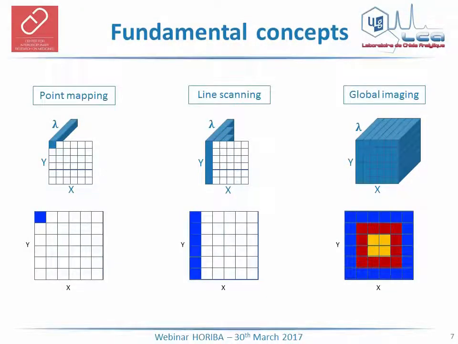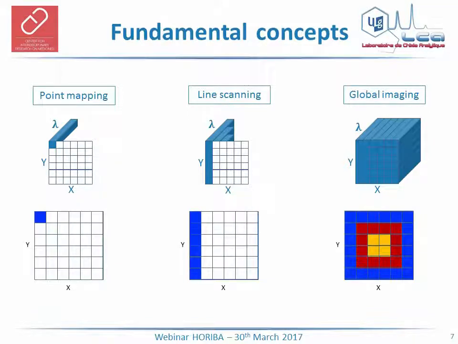Three imaging modes are possible to acquire a hyperspectral image: point mapping, line scanning, and global imaging. Regarding the point mapping mode, the analyst begins by drawing a grid or mapping area, representing the spatial positions on the sample surface and defining the step size, which is the distance between 2 spatial positions. When the analysis starts, a spectrum at a specific spatial localization is acquired, then the sample moves to the following position for a new acquisition, and so on until the whole grid is covered.